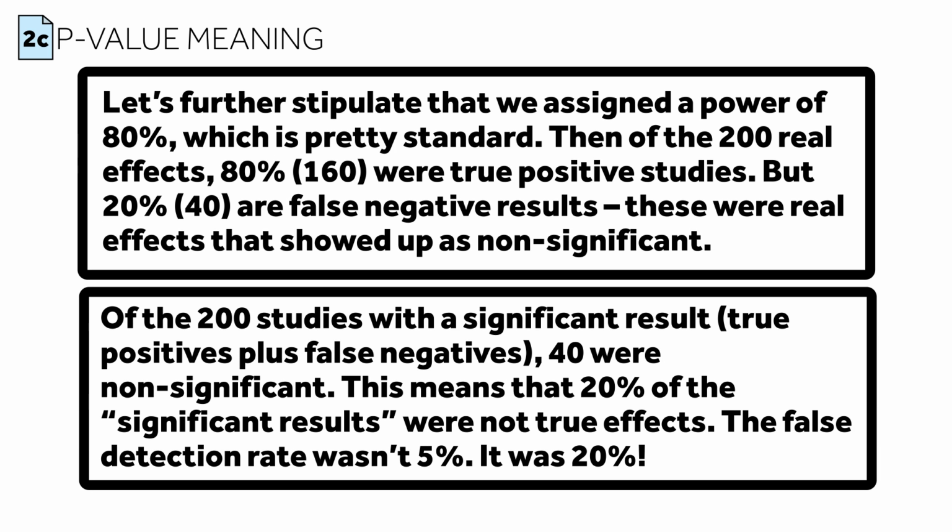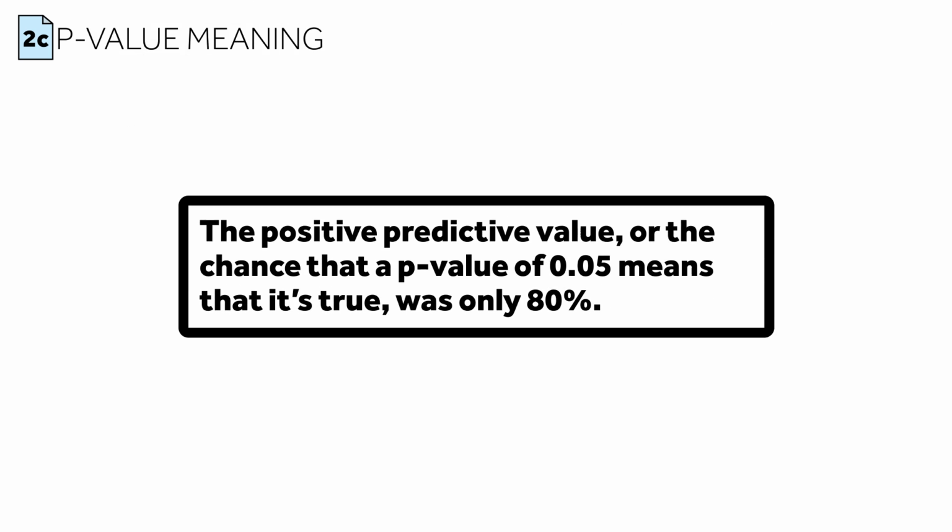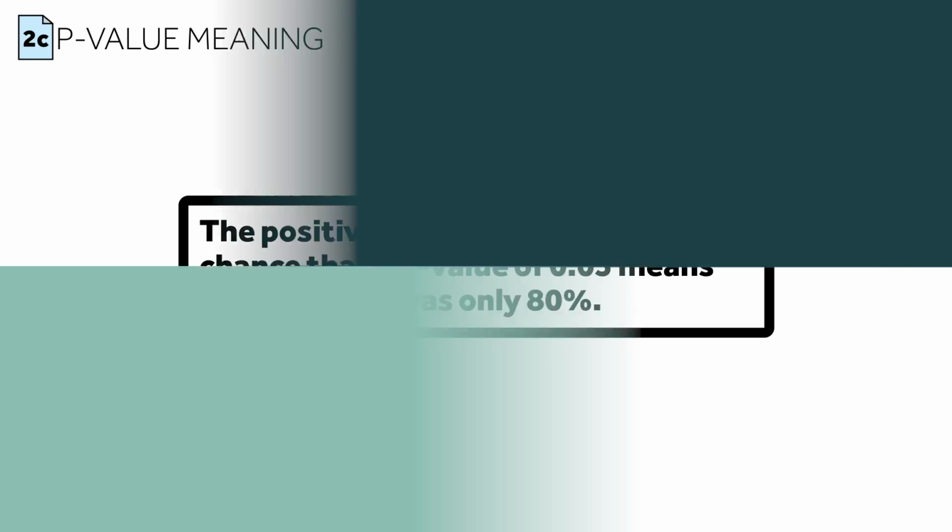Recognize, therefore, that of the 200 studies with a significant result, true positives plus false negatives, 40 were non-significant. This means that a full 20% of the significant results were not true effects. The false detection rate wasn't 5%, it was 20%. The positive predictive value, or the chance that a p-value of 0.05 means that it's true, was only 80%. Moreover, this was when we set power to 80%, which you probably should.